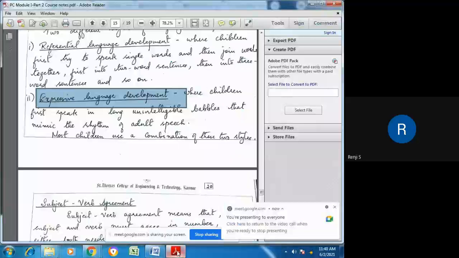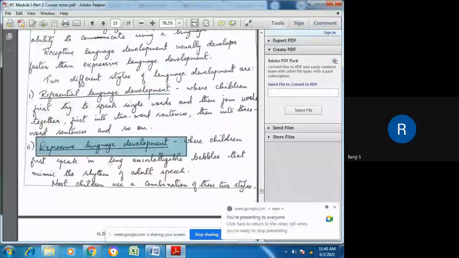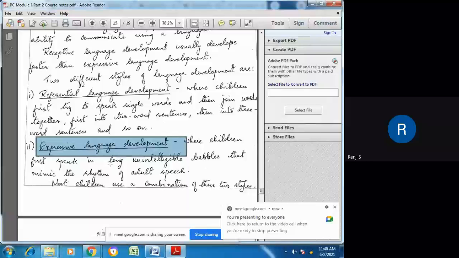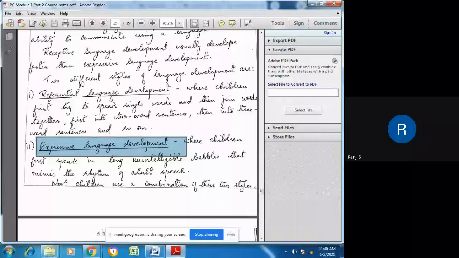Now, whenever we speak languages, in this language development, long words are built, but children are not bothered about the grammar or anything. So if we want to speak correctly, we have to build sentences grammatically so that others can understand what we are speaking. So grammar is very important when we come to language development.